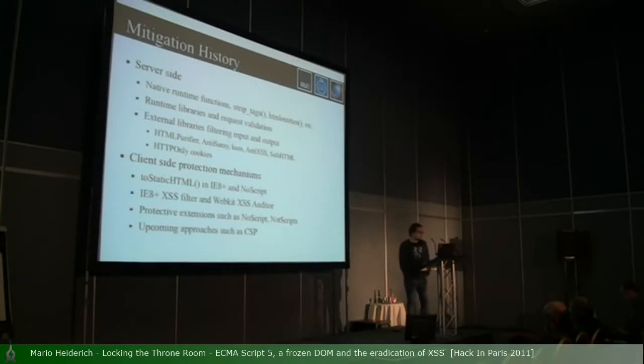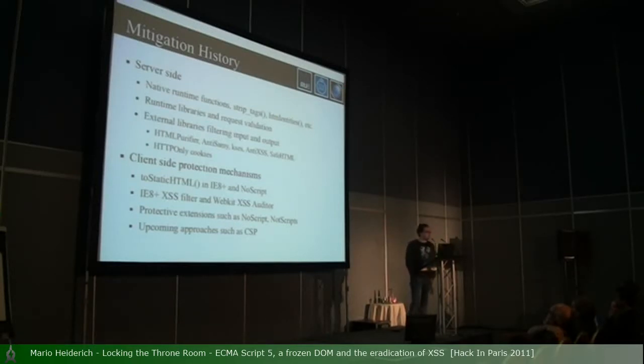So let's talk a little bit about the mitigation history. How did we try to fix XSS and how did we fail that epically over the last 10 years? If we have a look at the server side, we can see a lot of native runtime functions. Let's, for example, take PHP. In PHP, we have this awesome function called strip_tags. And strip_tags is just stripping HTML and done we are. Everything which is inside less-than and greater-than is just going to leave the string and the rest is going to be displayed or used later on.